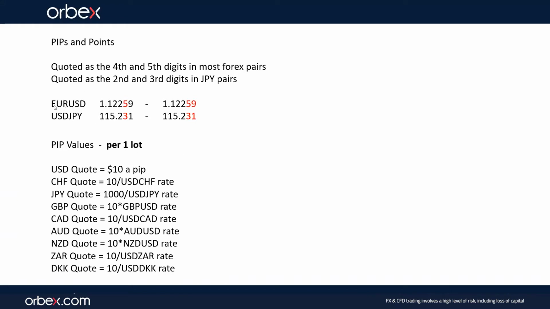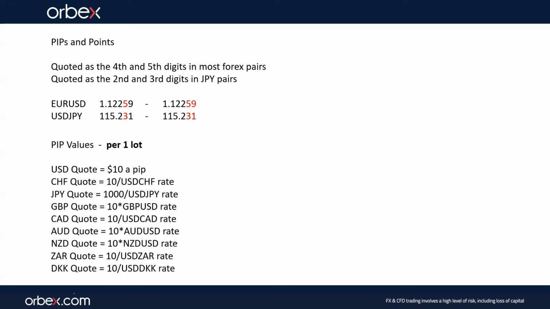So let's just take an easy example. For euro dollar, it's the fourth digit for the pip. So after the digit 1, 2, 3, 4. So in this particular scenario, 1.12259, so the pip would be 5 or 59 points because the point is coming after, or it can be 5.9 pips or 59 points.